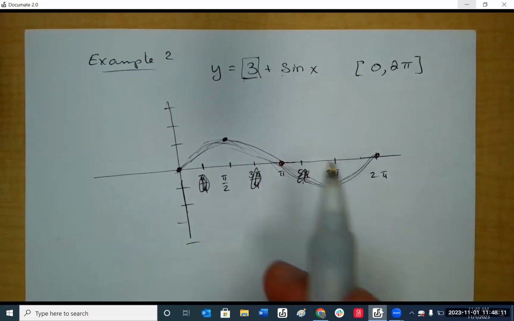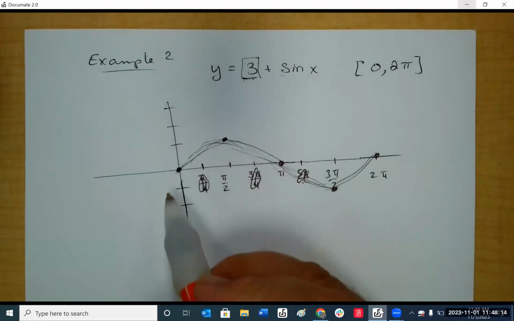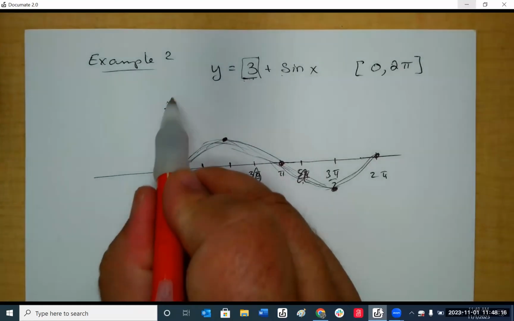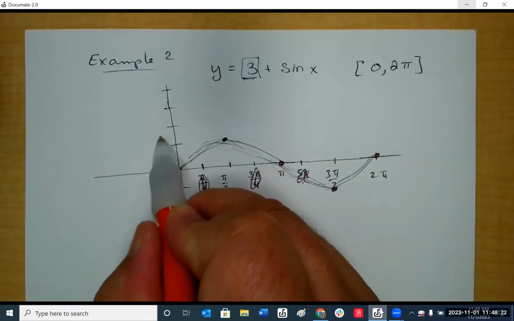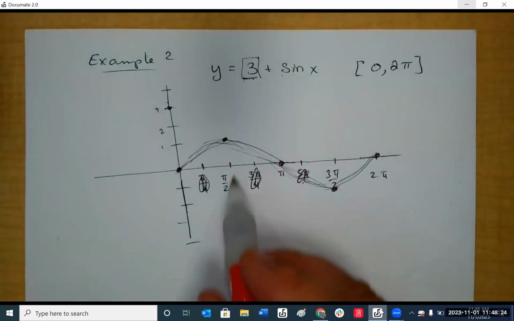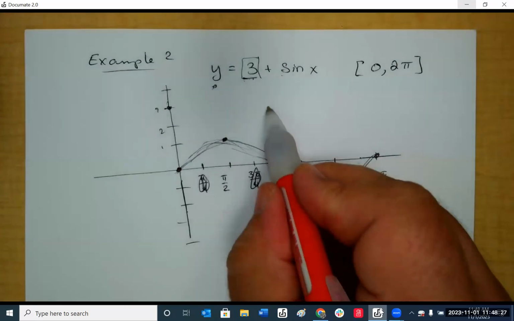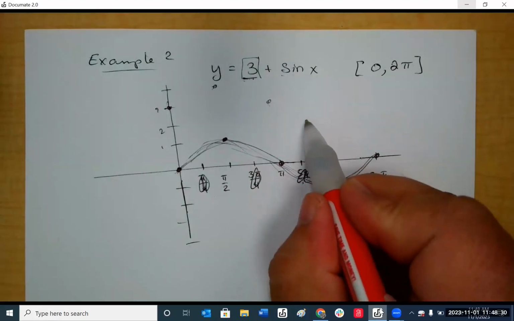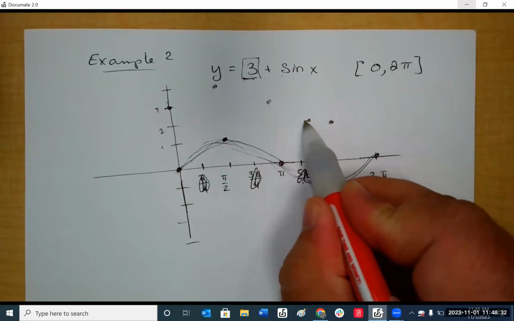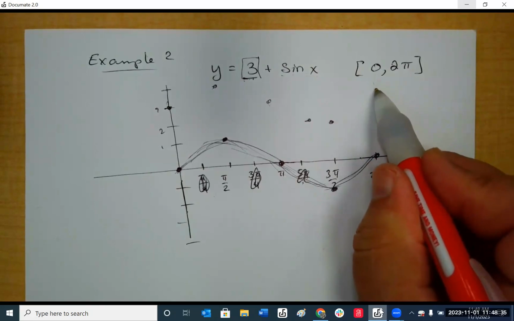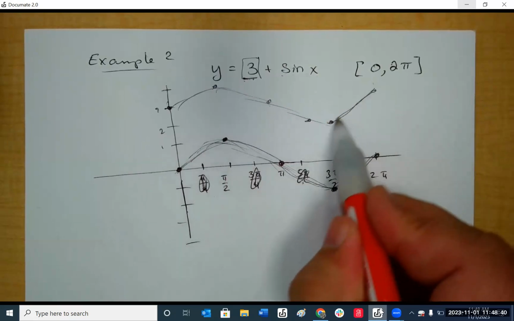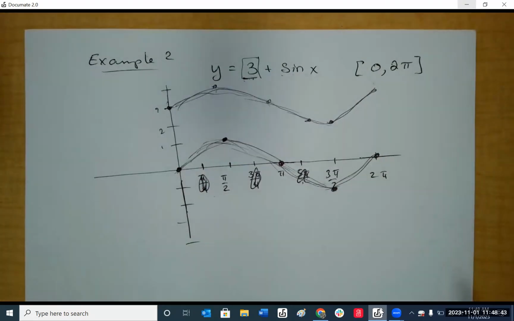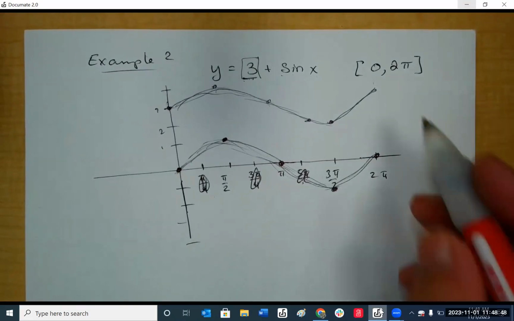Now, what this thing does is it raises everything up 3 spaces. So this one goes up 3 spaces. This is 1, 2, 3. This one goes up to 4. This one goes up to 3. This one goes up to 2. And this one goes up to 3. So there's our graph.